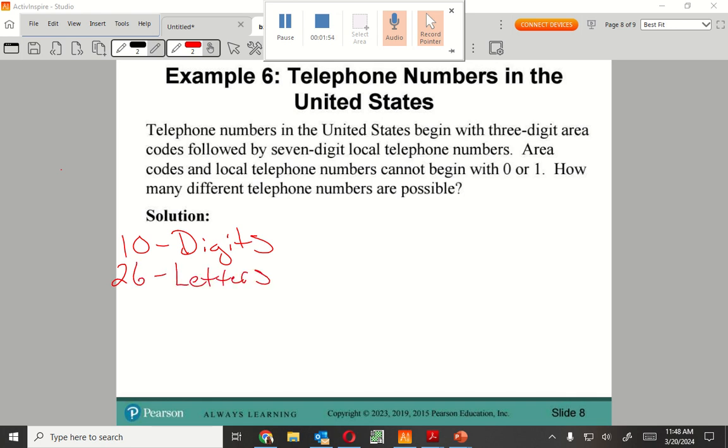Because we're going to have problems on the homework which have to do with license plates. And a license plate is a combination of numbers and letters, right? So we have a combination of numbers and letters. And that's why you need to actually have these in your notes.